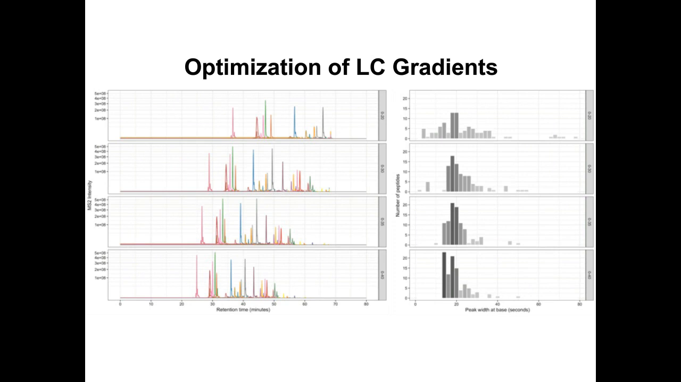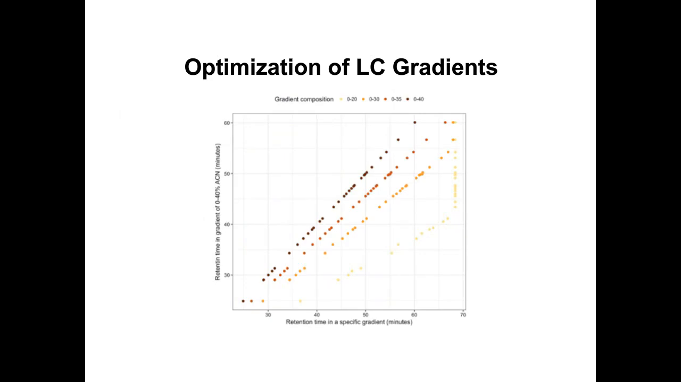And again, one can see how these 32 stable isotope labeled peptides elute over these chromatographic conditions. On the right-hand side, one again can see the start to end peak width in seconds for these peptides. And on the next slide, one can see this plotted slightly differently. We have on the x-axis the retention time of a peptide in a given gradient, and these gradients are indicated in different colors. They're just different compositions of B, and they're compared to the 0 to 40% acetonitrile gradient.